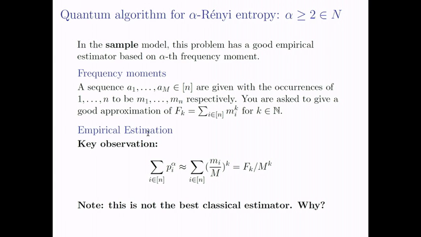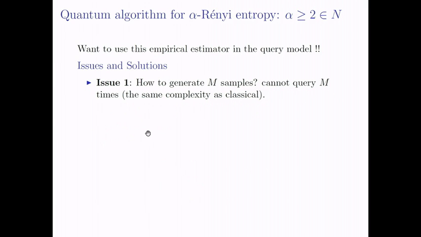But just for information, this is actually not the best classical estimator. I won't tell you why, but you can imagine the empirical one is not always the best. That's the same case in our quantum setting as well. So we want to leverage this connection. Instead of directly estimating this pi using our basic framework, we want to just estimate this alpha frequency moment. And fortunately, there's an algorithm for doing that.